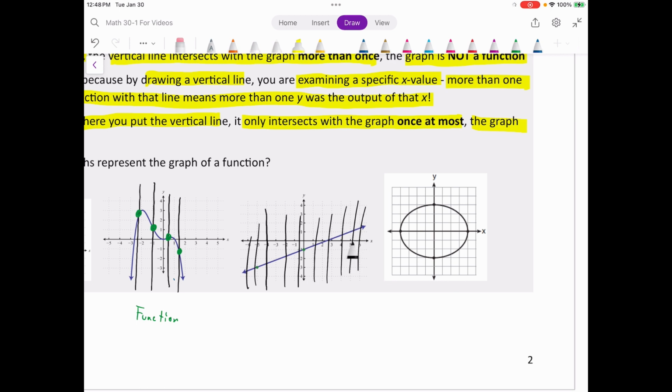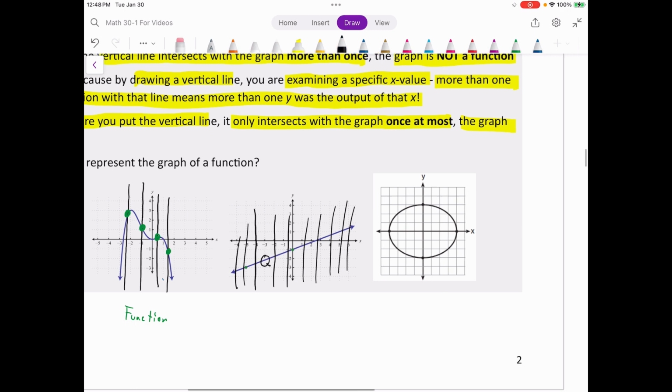At x is 5, we just got y being 1. Not y being 1 and sometimes something else. At x being -3, we just got y being -2 point something. Not two different y values at that x value either. So no matter where you draw those vertical lines, you are not getting more than one intersection. This looks like a function.